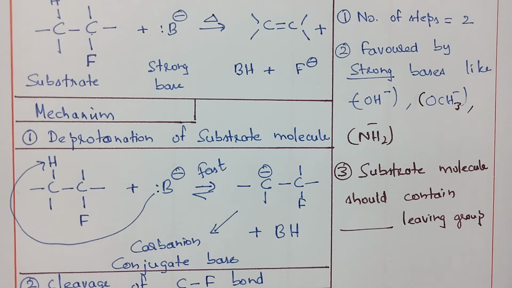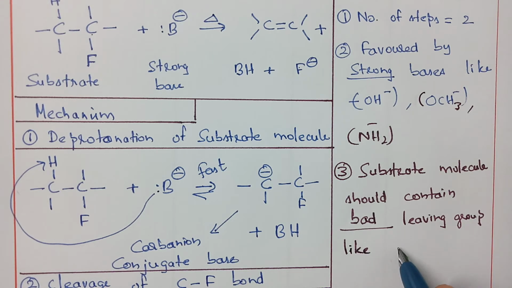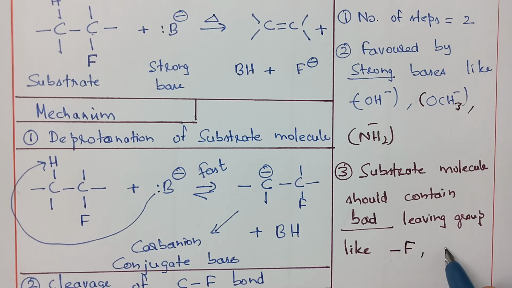The substrate molecule should contain dash leaving group. Good leaving group or bad leaving group? The answer is bad leaving group. Examples of bad leaving groups in our syllabus are the fluorine group and the OH group.